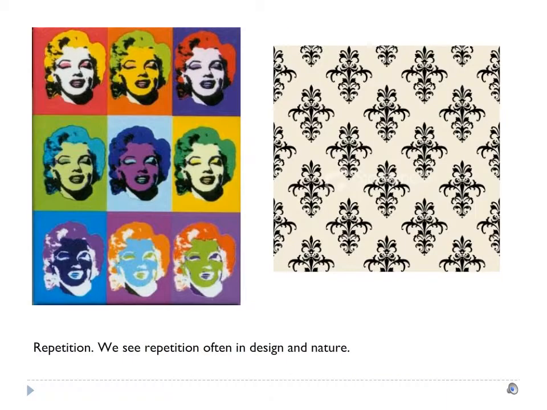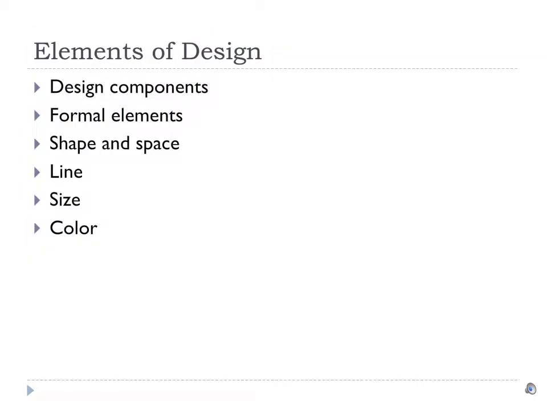There are many times that we see repetition in design and nature. This repetition is often applied to items like art and wallpaper. We will now look at the elements of design. They include design components, formal elements, shape and space, line, size, and color.